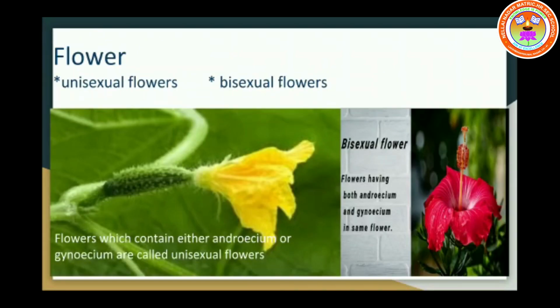Flowers have two types. They are unisexual flowers and bisexual flowers. Flowers which contain either Androecium or Gynoecium are called unisexual flowers. Example, papaya, cucumber.